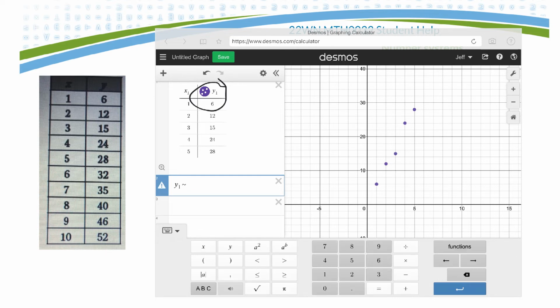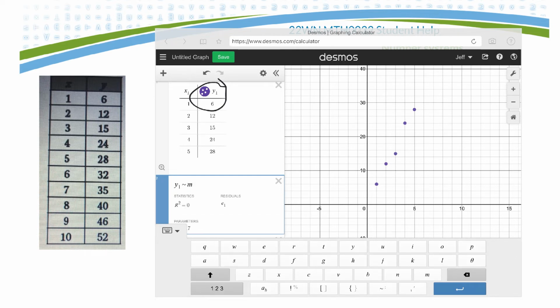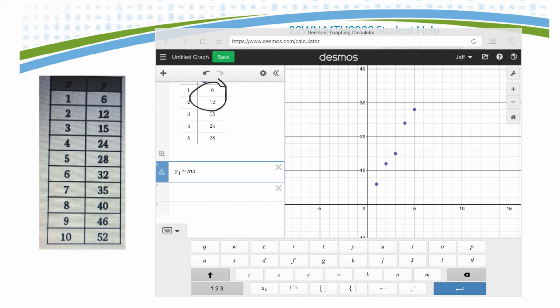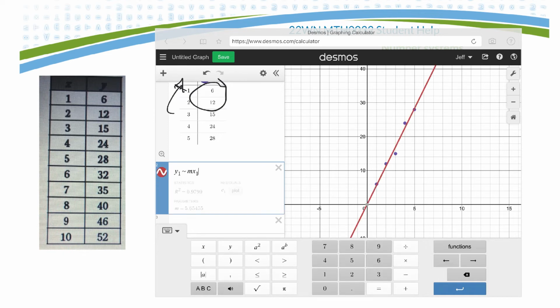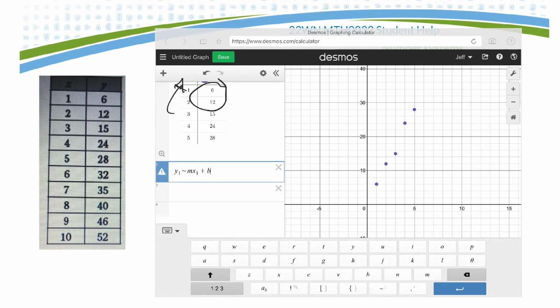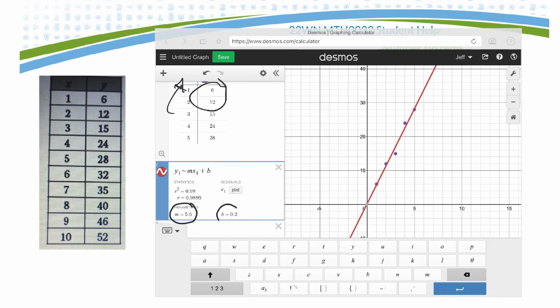And then an m for the slope, right? And then x. But I have to refer to the x that's up here that I can't see anymore, and it's an x1. So y1 tilde m x1 plus b. So now what DESMOS does is it takes a look at your dots and it tries to find a line of best fit that would go through them. So that's a linear regression. Down here, DESMOS tells you what the slope is and what the y-intercept is.